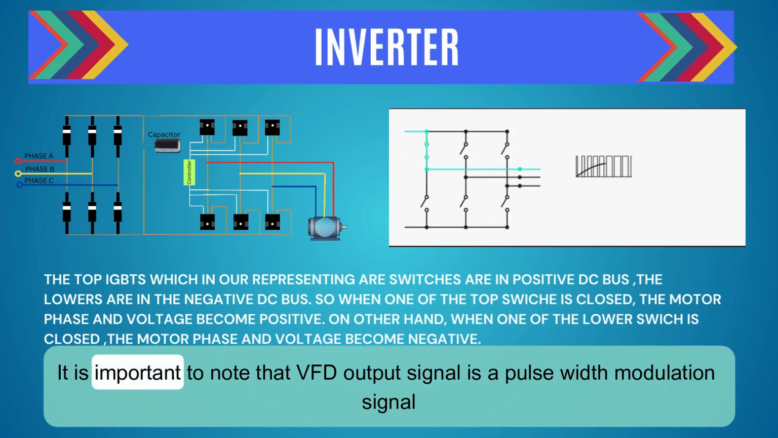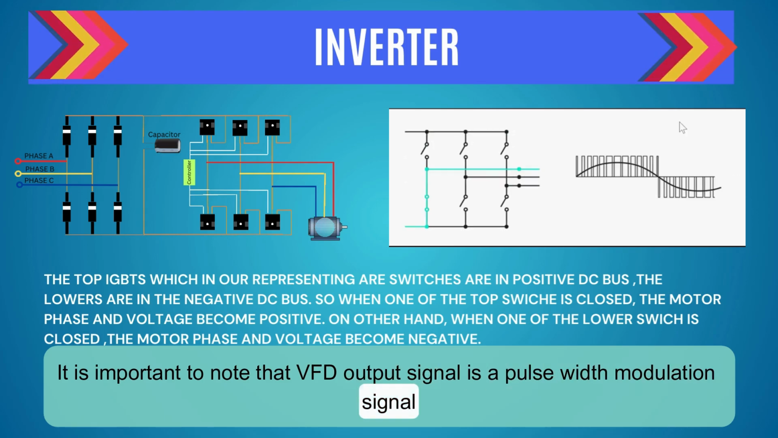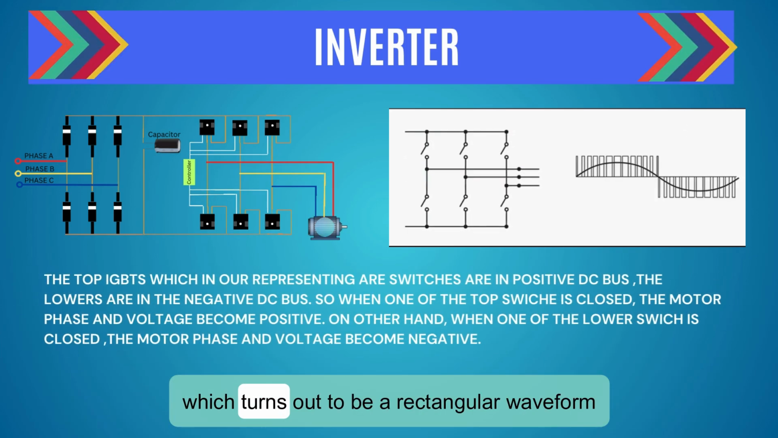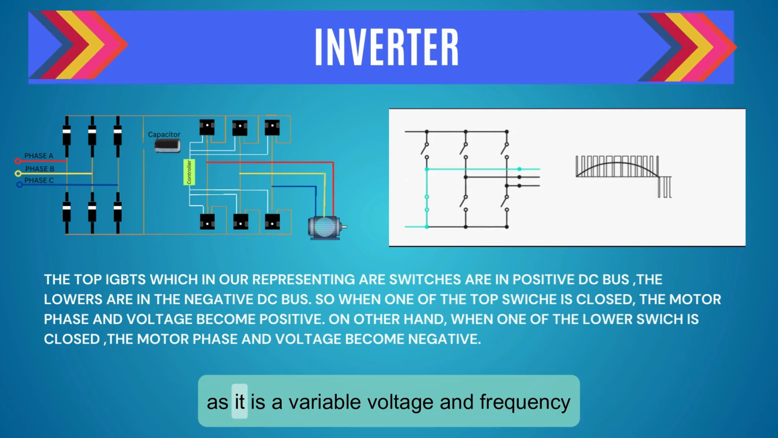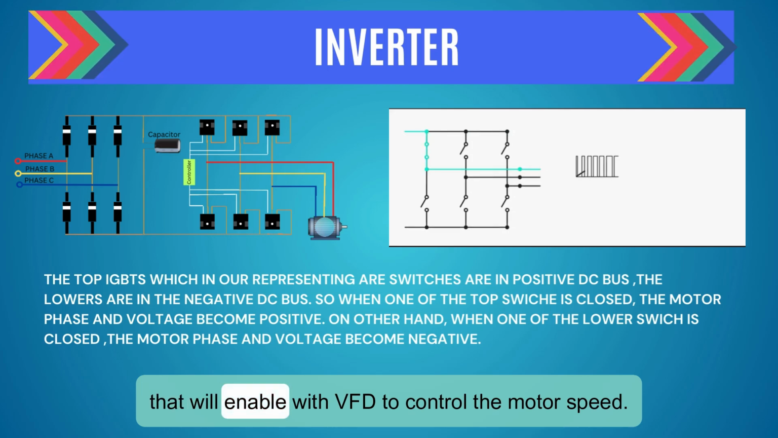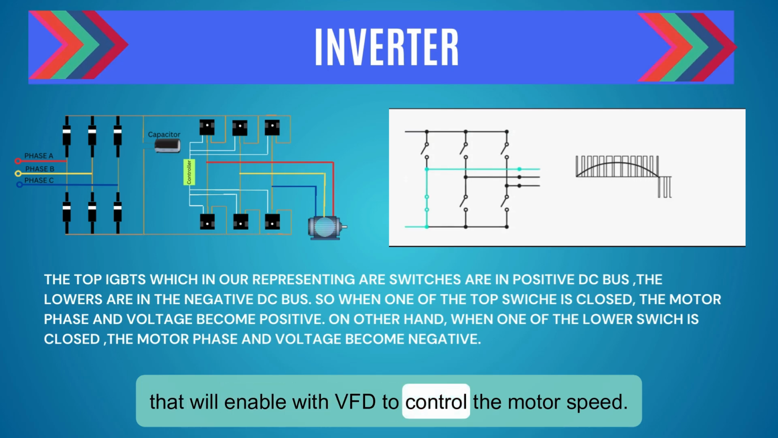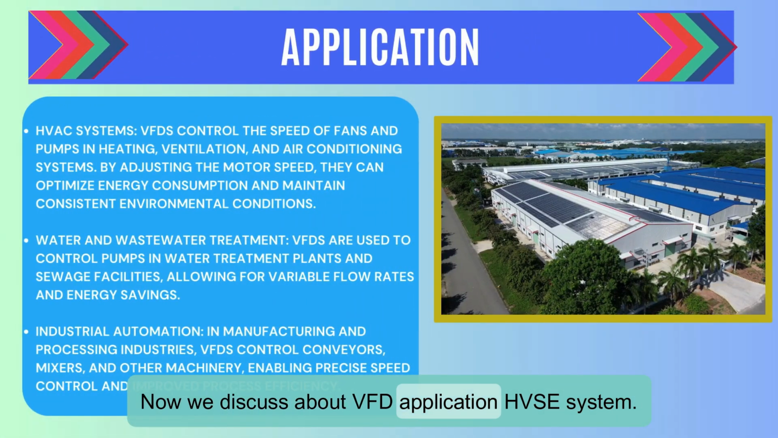It is important to note that the VFD output signal is a pulse width modulation signal, which turns out to be a rectangular waveform, as it is a variable voltage and frequency that enables the VFD to control the motor speed. Now we discuss VFD applications.